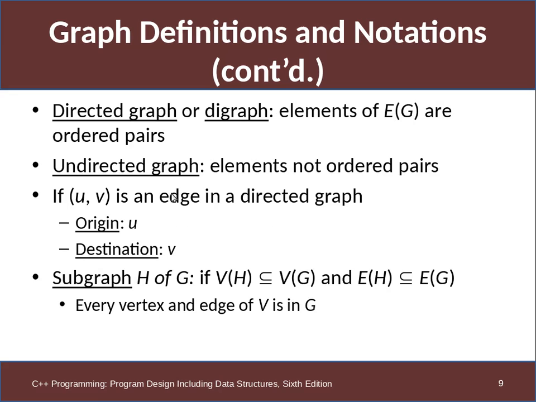A directed graph, or a digraph, has ordered pairs. Undirected, they're not. Here, let me show you what that means. This is a directed graph. Why? Because you explicitly have an arrow going from here to here. An undirected graph would mean that every connection goes both directions.